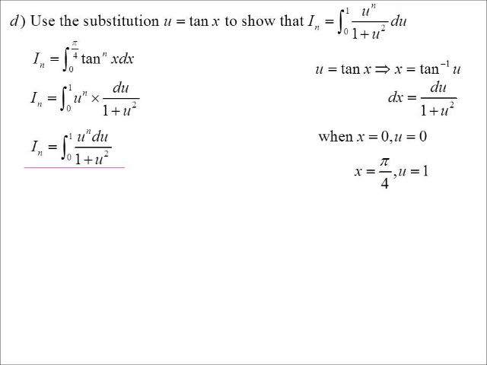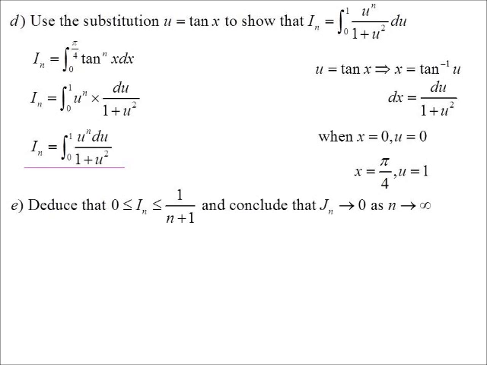You could do that without having done part C, without having done part B. But how many people do you reckon would have just left that out? Because of the nature of the question, they would have gone, you know. We're going to deduce that I_n is in between 0 and 1 on n plus 1, and from that conclude that J_n must approach 0 as n approaches infinity.